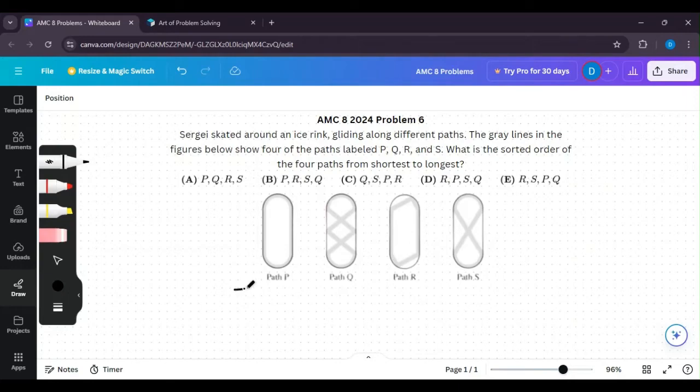So hopefully you can see these paths here. It's a little hard to see these 4 paths. And we're going to follow what the question says. What is the sorted order of the 4 paths from shortest to longest? So we'll start with the shortest. Let's see if we can find the shortest path.